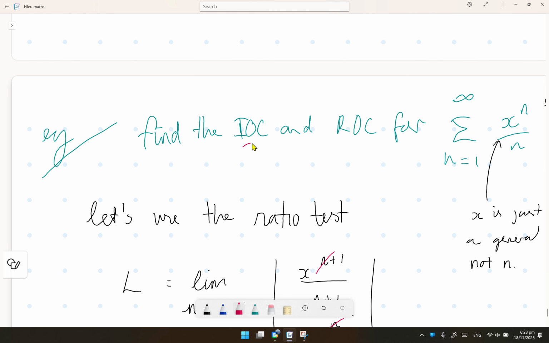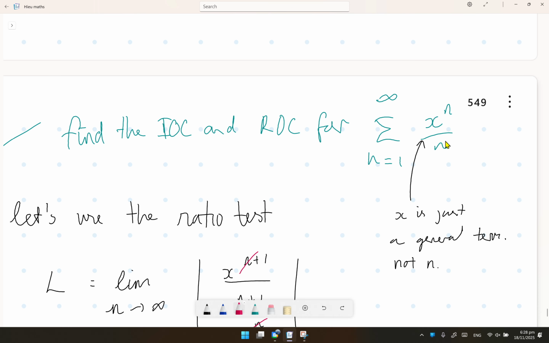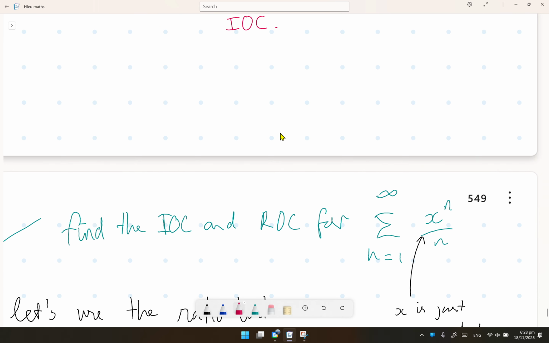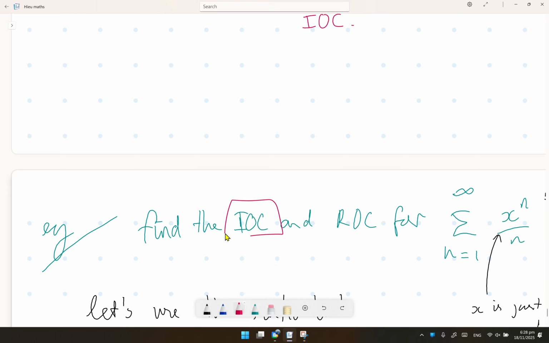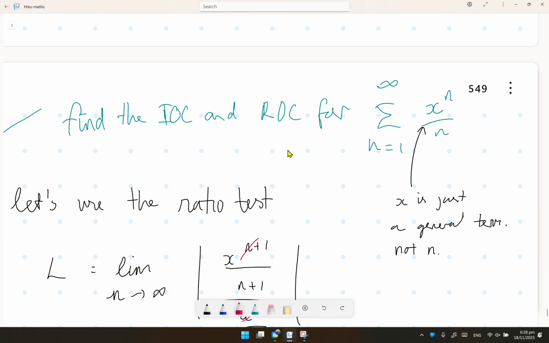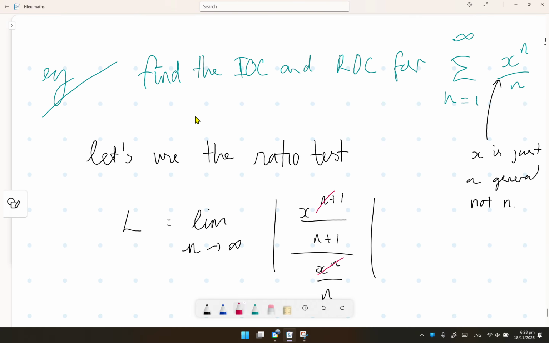So we want to find the interval of convergence and the radius of convergence for the series x to the n over n. Let's find the interval of convergence first, I believe. Yes. So let's use the ratio test, right? The reason we spot that it's a ratio test is that if you do the ratio test on x to the n over n, it's going to be x to the n plus 1 over n plus 1, over x to the n over n, right? And that's really easy to cancel out. So that's why we use the ratio test.